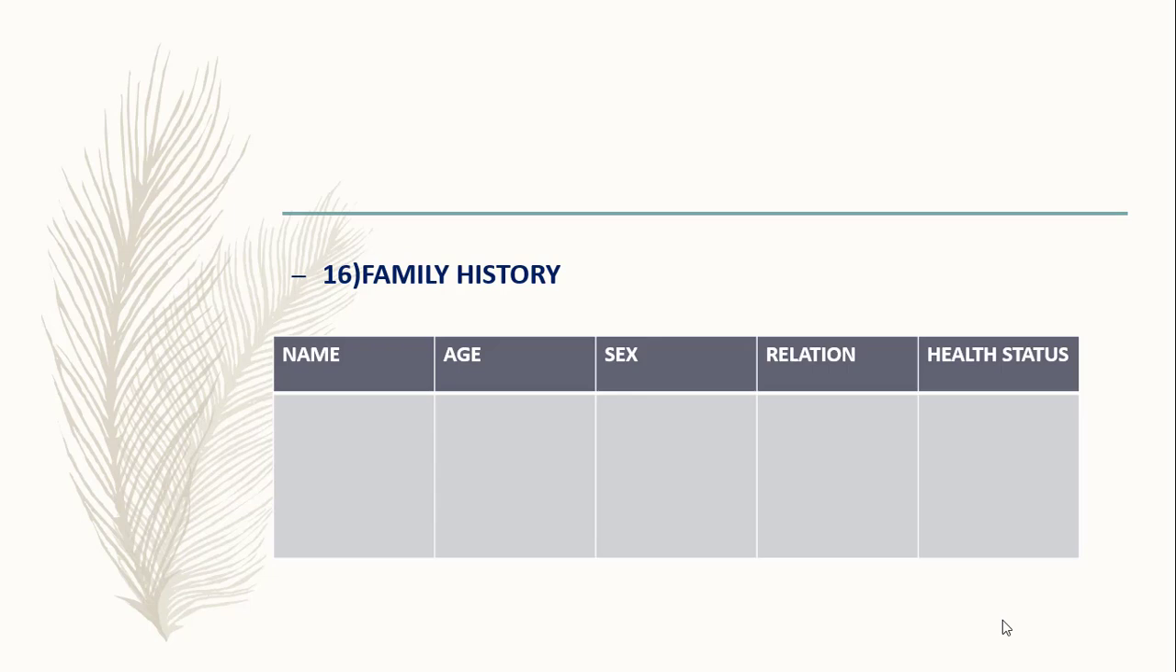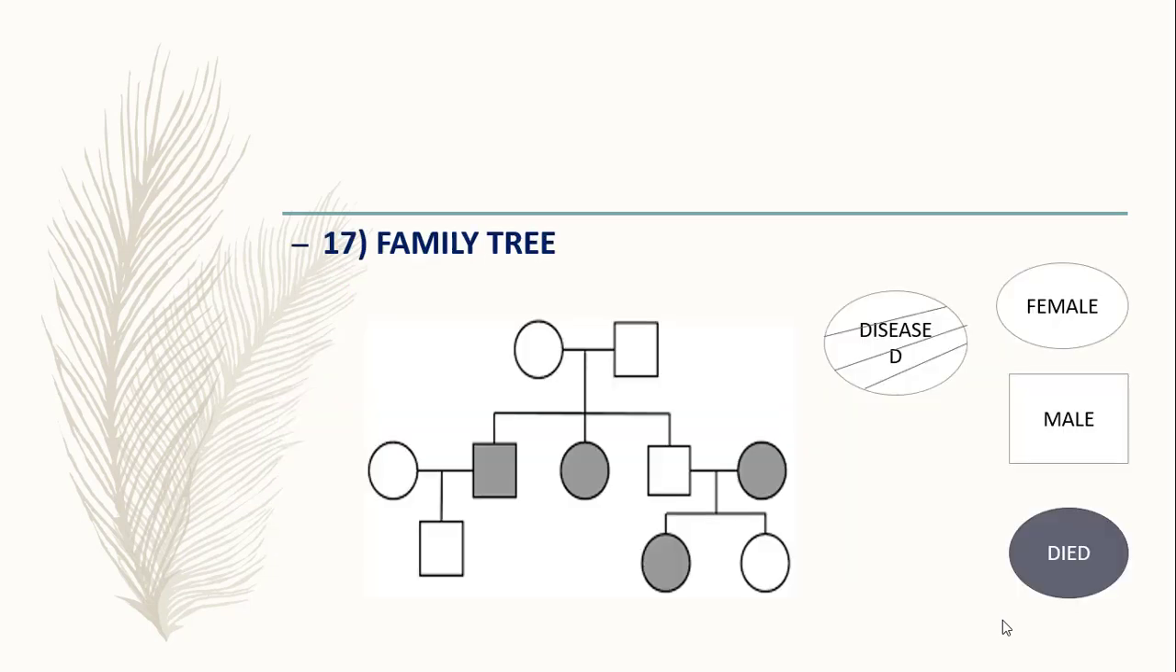You can make the columns like you can see in the slide: name, age, sex, relation, and health status. Name out all the family members 1, 2, 3, and write the age, sex, and relation of each family member towards the patient, and their health status, under family history. After that, you have to draw the family tree very specifically and neatly. You have to mention female, male, died or deceased, okay, that you have to mention properly.